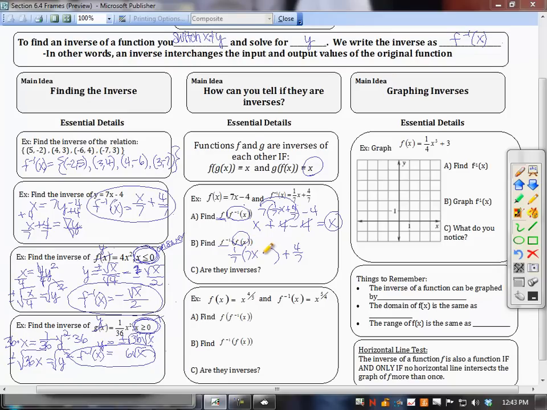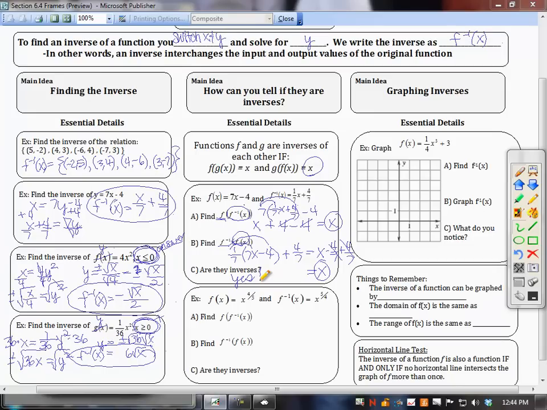So 7x minus 4. And I distribute, well, 1/7 times 7 is x. 1/7 times negative 4 is negative 4/7. And then I've got this plus 4/7 at the end, and we know that those cancel out, so I'm left with x. Now, because these both get us a value of x, we know that yes, they are inverses because both composites equal x.